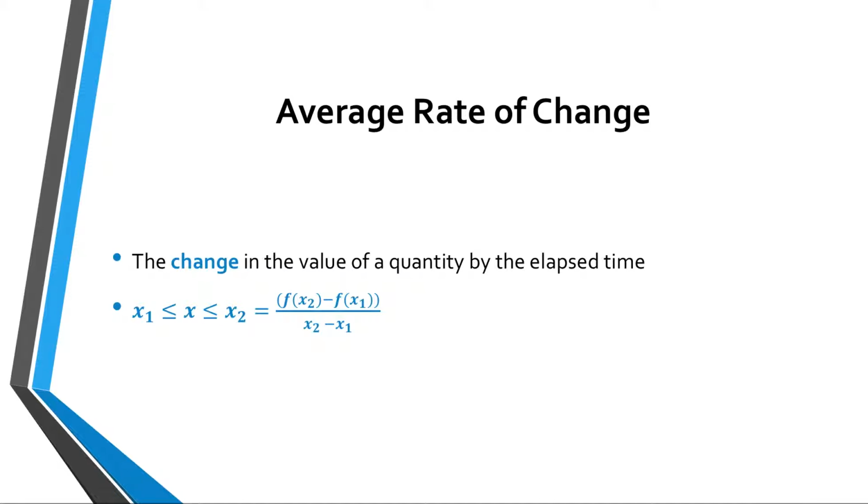There are two types of rates of change that I will be discussing in this video, starting with average rate of change. Average rate of change is the change in the value of a quantity divided by the elapsed time. This equation, when expanded, looks like this.